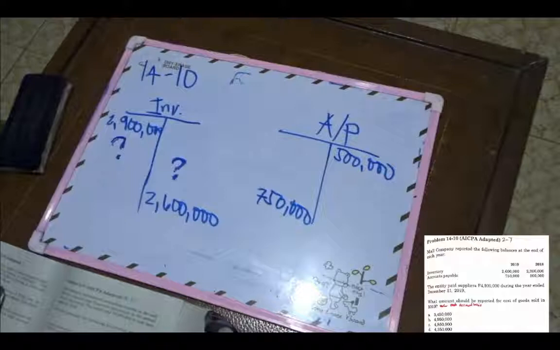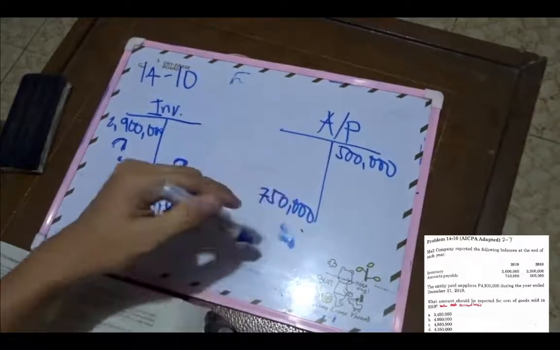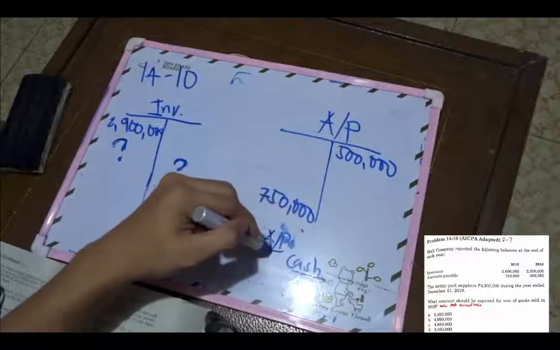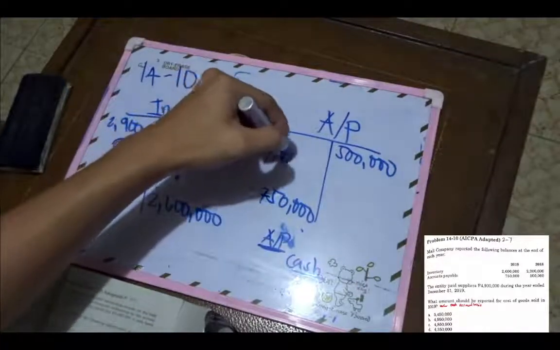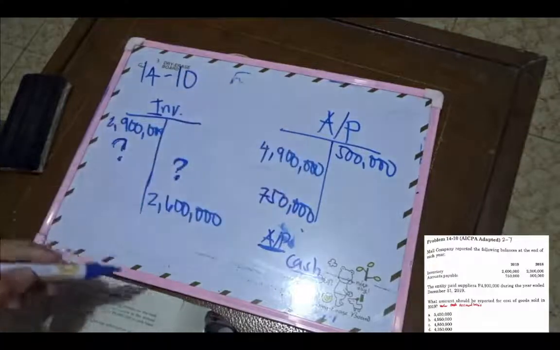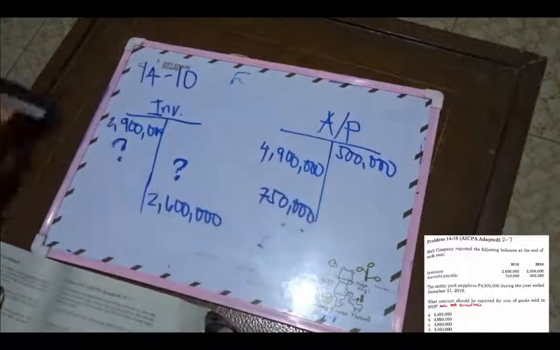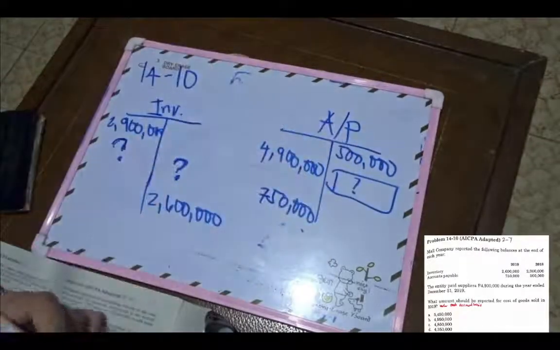So it's given here the entity paid supplier. So when you pay, that would be debit accounts payable, credit cash. So if you pay, you debit accounts payable. So we put 4,900,000 on the debit side. So in order to compute for the credit purchases, we look for the credit side.